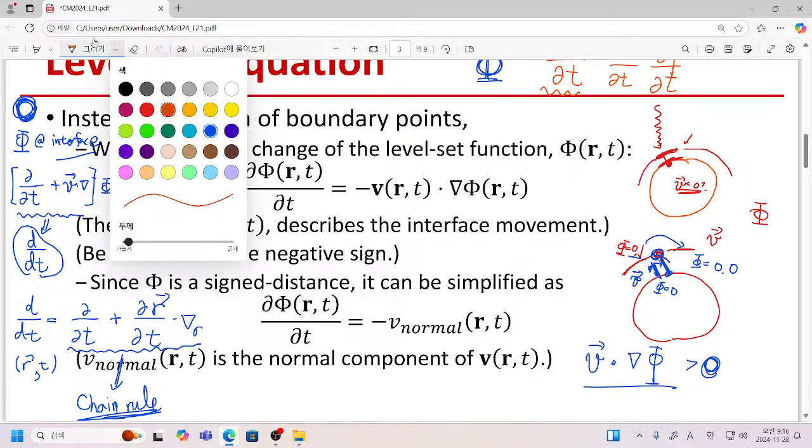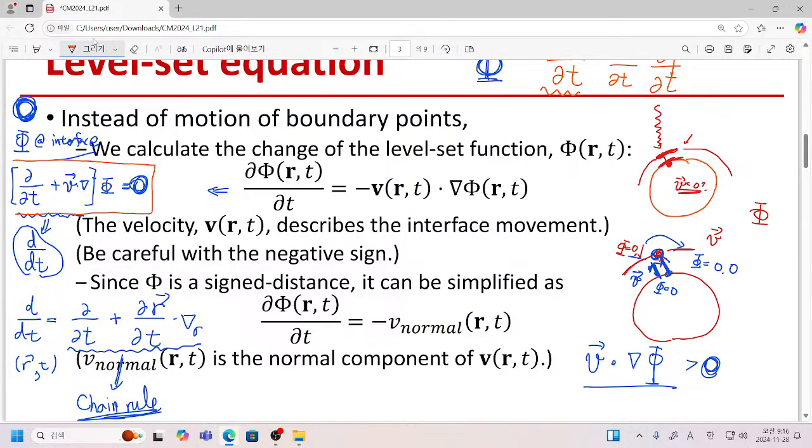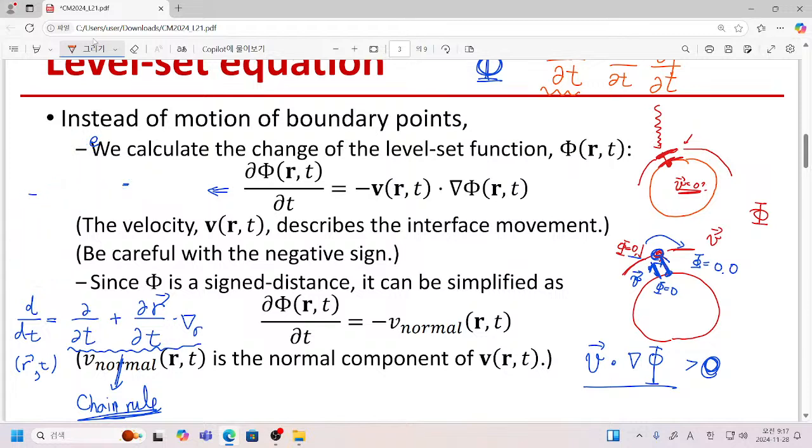So as shown here, this equation simply states that at phi equal to 0, its total time derivative is kept as 0. My explanation right now is not that clear, but please try to understand the physical meaning of this equation. This equation is called the level set equation. This is closely related with the total time derivative of the level set function.